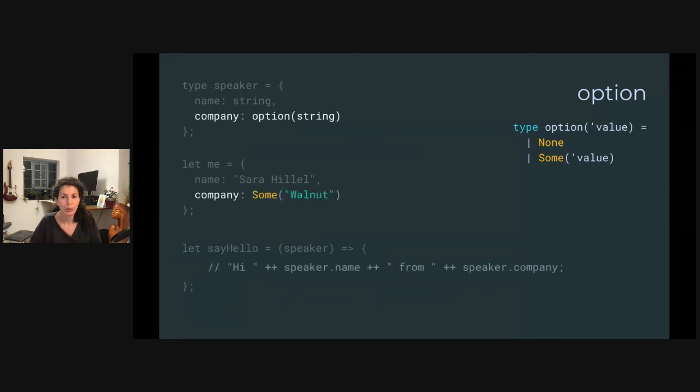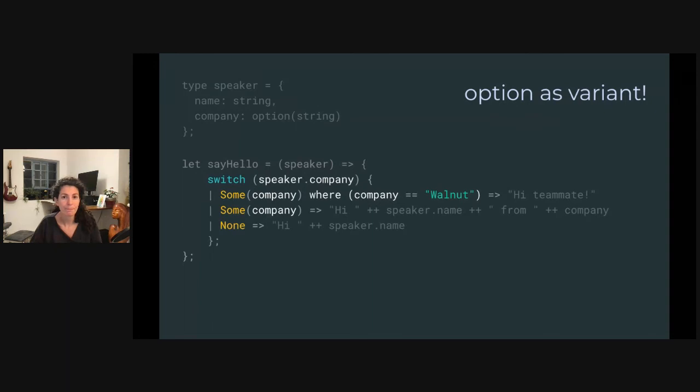So here we converted company to use option, and now we need to handle its usage in the commented line, this one, since it's not a plain string anymore, so this line is no longer valid. So what can we do? One thing we can do is use option as a variant and adjust our output to the situation.